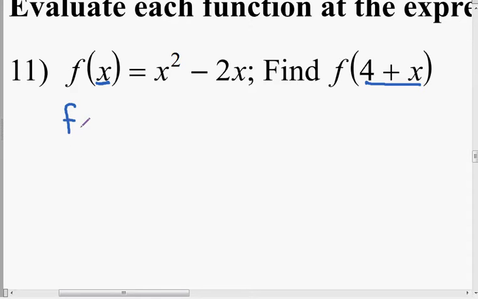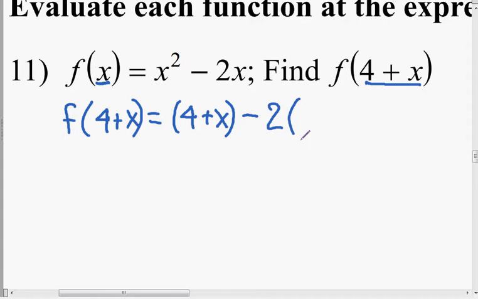So f of 4 plus x equals, plug in 4 plus x wherever I see x. I see 2x, I plug in 4 plus x. And I left off my squared. Okay. I had x squared here, I need 4 plus x squared. And that in itself, I have plugged in, I have an expression for f in terms of 4 plus x, but it doesn't look as nice as it could.